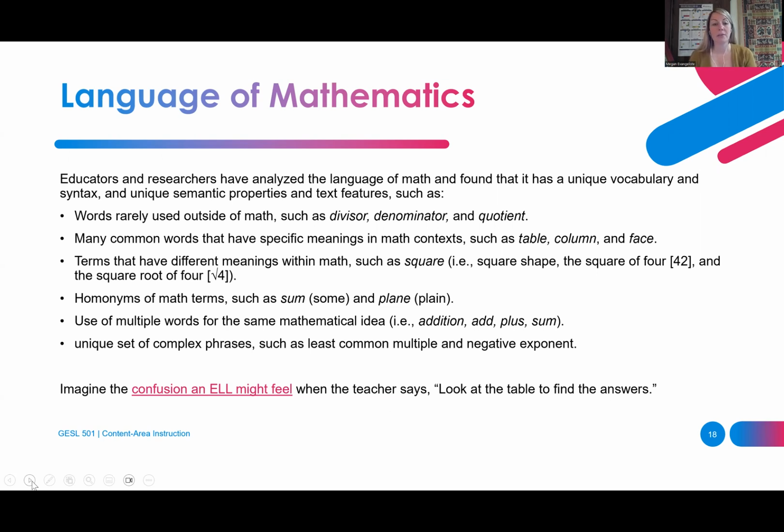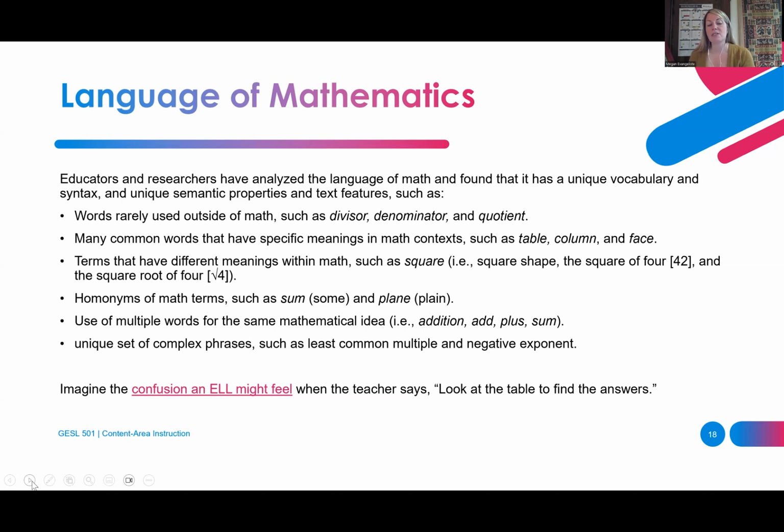Words are taught that are rarely used outside of math, such as divisor, denominator, and quotient. Many common words that have specific meaning in math contexts, such as table, column, and face, apply to that mathematical concept, but the student may already know that from another context, and that creates confusion. So terms may have different meanings within math, such as square, for example, square shape, the square root of 4, and the square root of 4. So you see the different symbols.